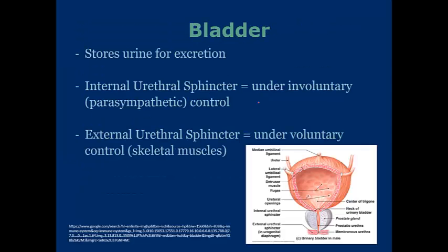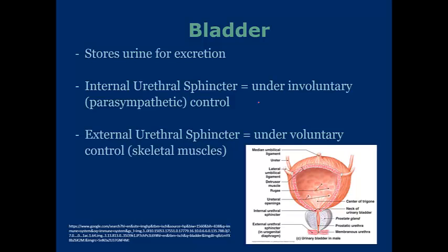The bladder is quite simply an organ that stores urine for excretion. There are two sphincters that control this urine. Obviously, we don't just urinate all the time. We have the ability to control it. The external urethral sphincter is under voluntary control because it is controlled by skeletal muscles. The internal one, however, is under involuntary control, or parasympathetic control.